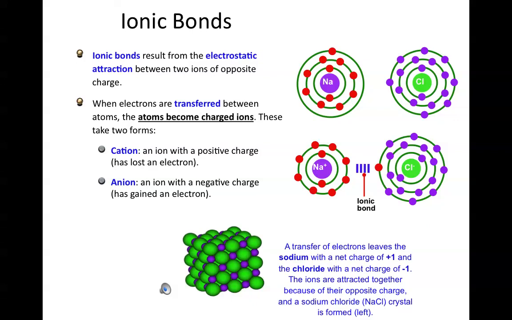Sodium and chloride ions, when they have these kinds of ionic links between one another, ionic bonds, form essentially table salt, which is what sodium chloride is.